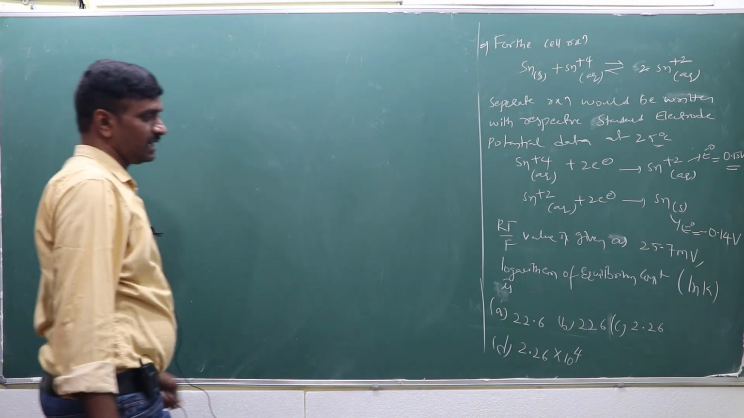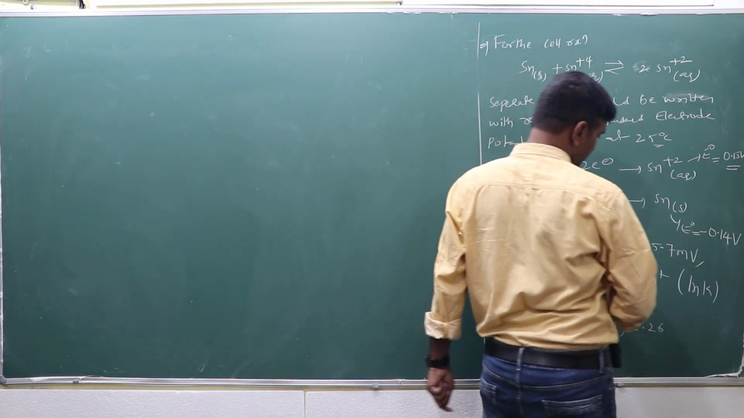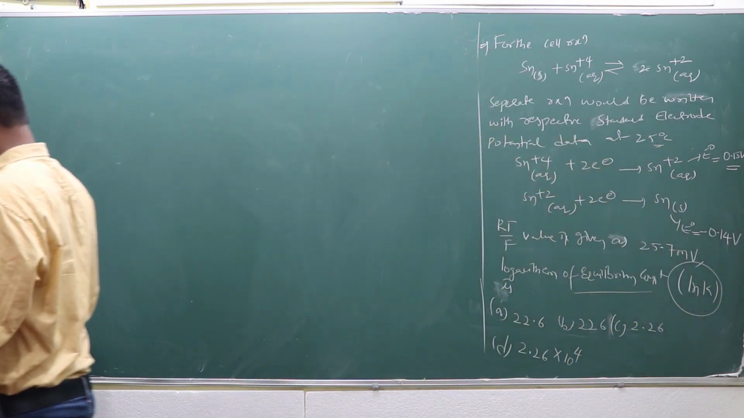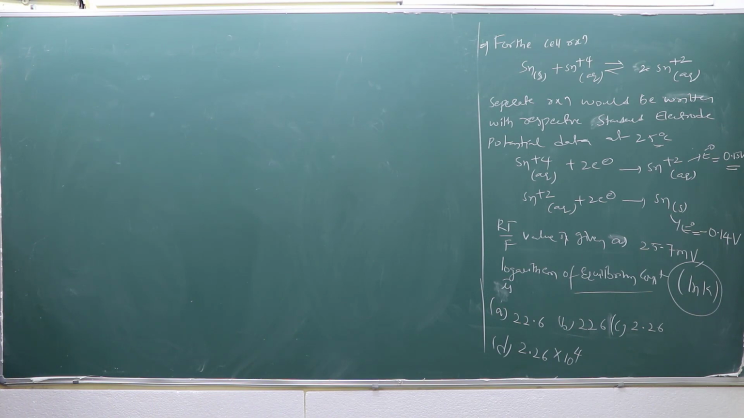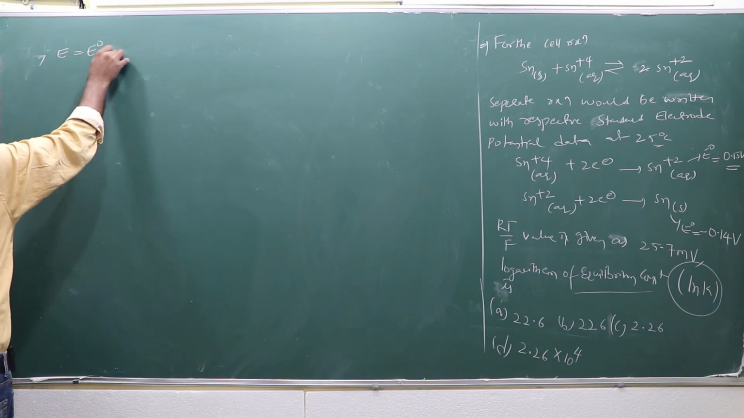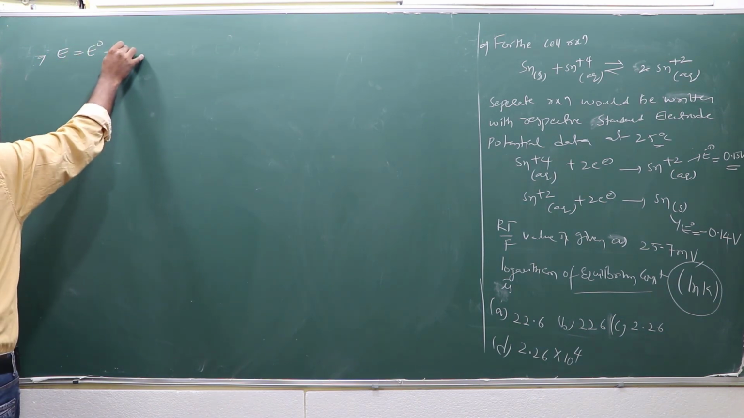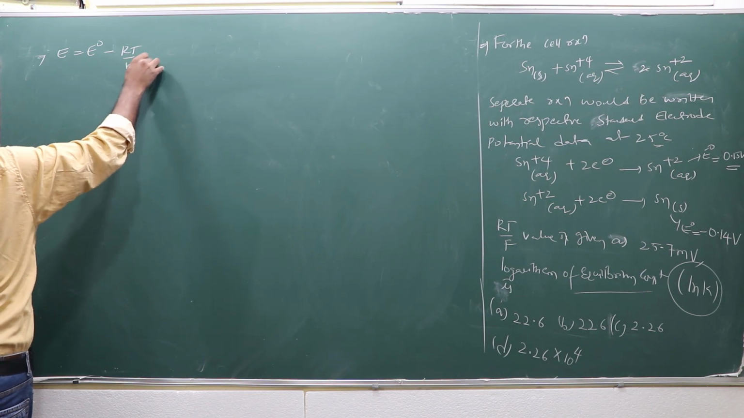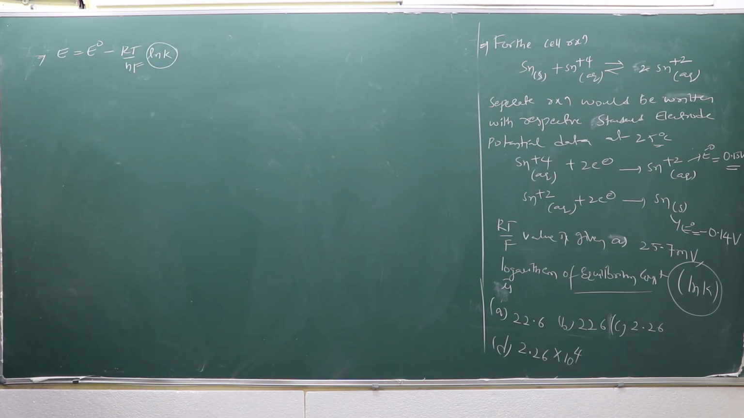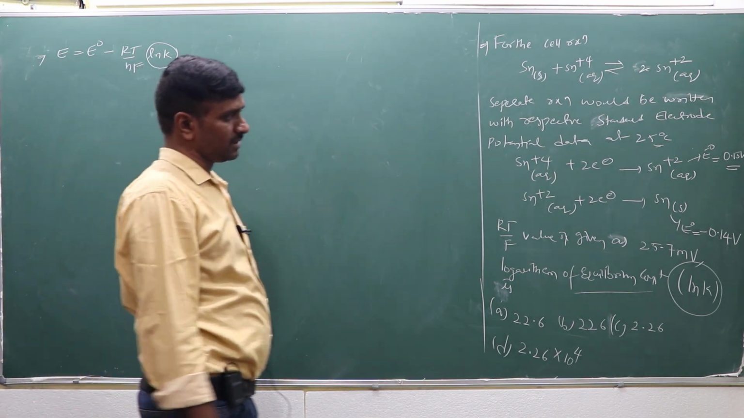Which one do we have to calculate? The logarithm of the equilibrium constant, ln K, is what you have to calculate. That is what is mentioned. Right? That means E is equal to E0 cell minus RT by NF ln K. Ln K is what is mentioned.